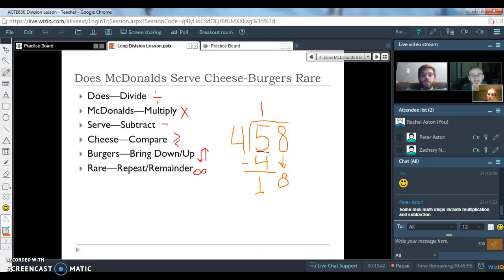And we compared to make sure that we couldn't make any more groups with this 1 that's right here. If we could have put another group of 4 in, we would have known that our number up top was wrong. Then the next thing we did was we brought down the 8, and now we are going to repeat. So, we're going to see how many times 4 can go into 18. 4 goes into 18. How many times without going over, Zach?